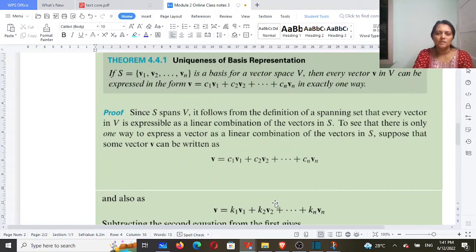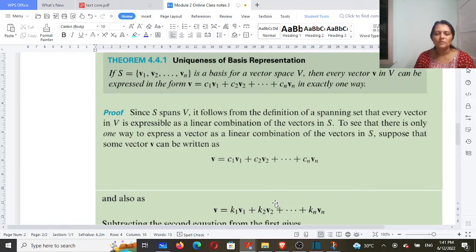Now we have a theorem for uniqueness of basis representation. If S equal to {v1, v2, etc., vn} is a basis for a vector space V, then every vector v in V can be expressed in the form v equal to c1 v1 plus c2 v2 plus etc. cn vn in exactly one way. This is the uniqueness of basis representation. We have a basis, then we can represent every vector in a unique way.